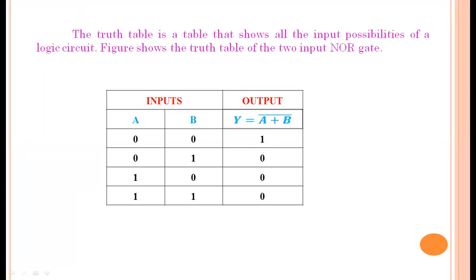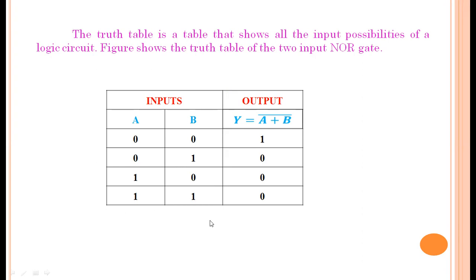Now, the truth table of this NOR gate for two inputs, A and B, is as shown in this figure. For two inputs, there are 2 squared, that is 4, combinations, because digital electronics depends on the binary number system, having only 2 digits, 0 and 1. So these combinations are 00, 01, 10, and 11.